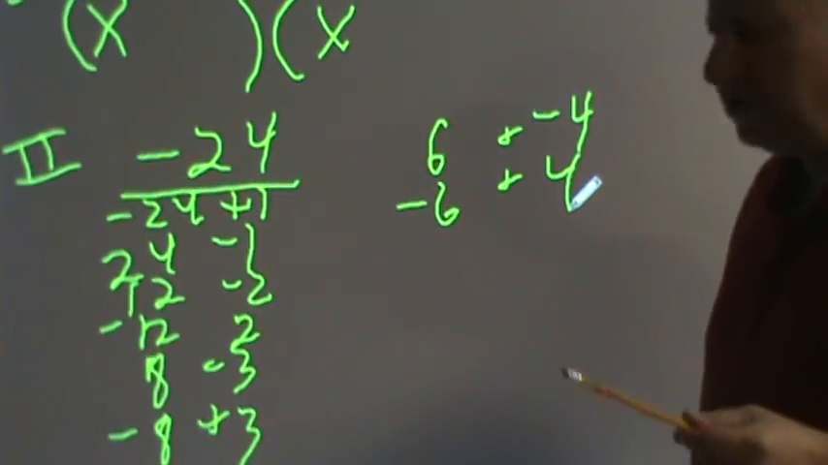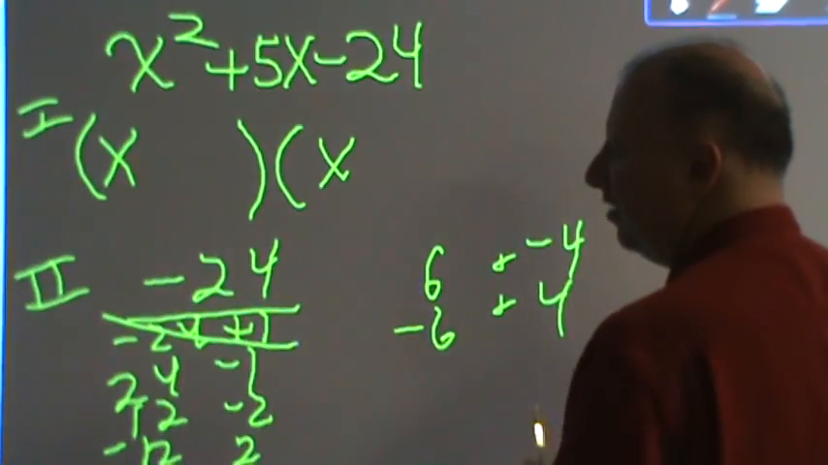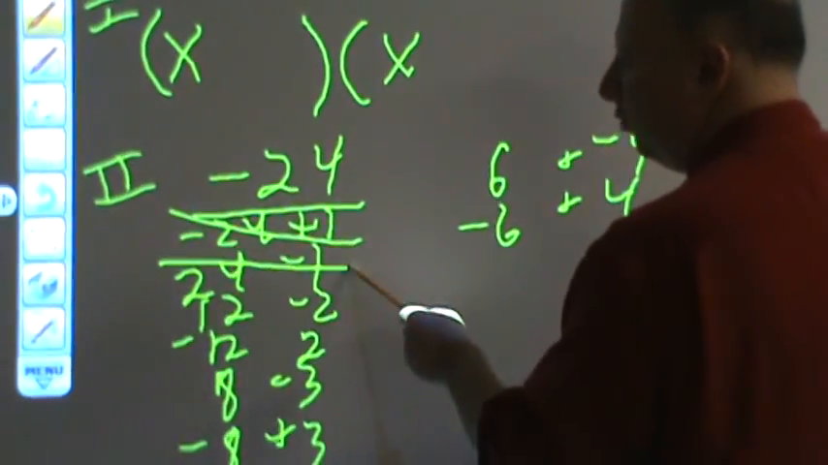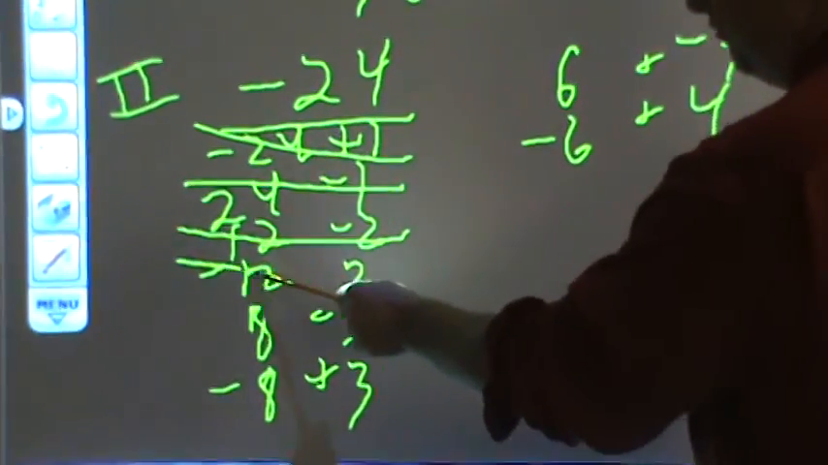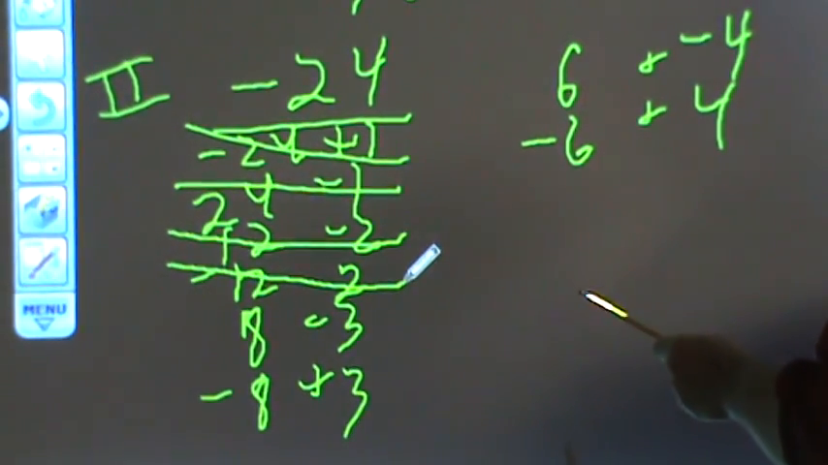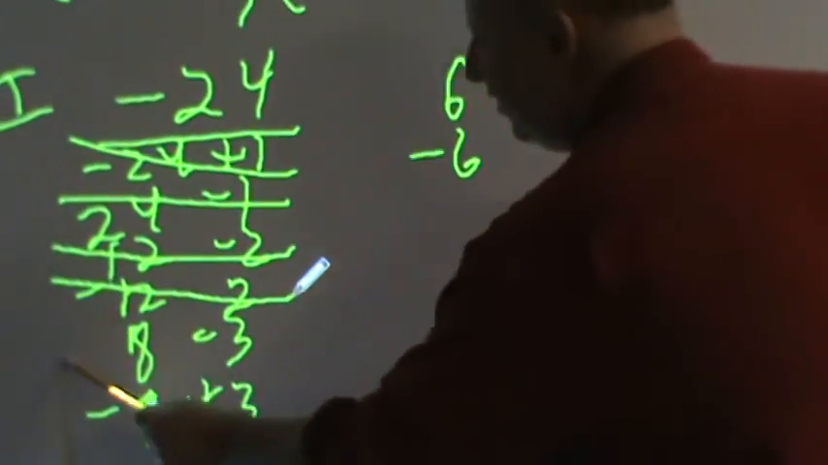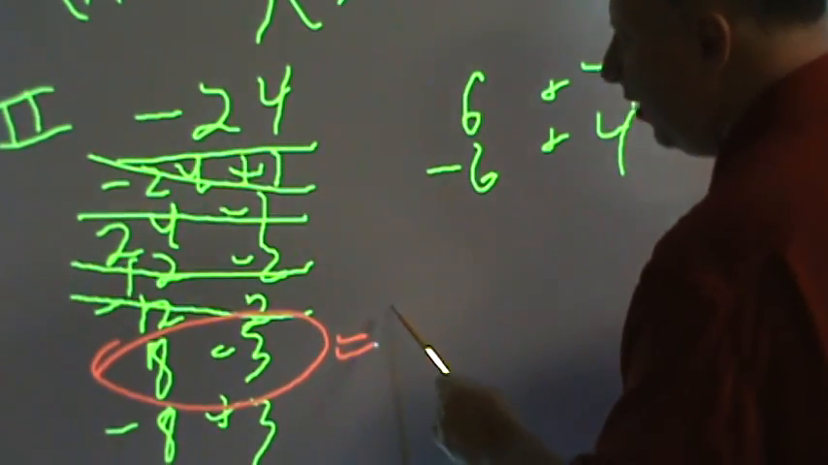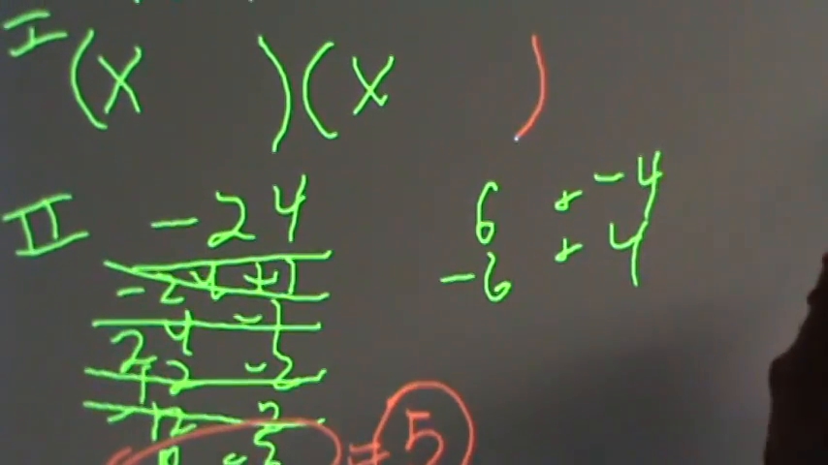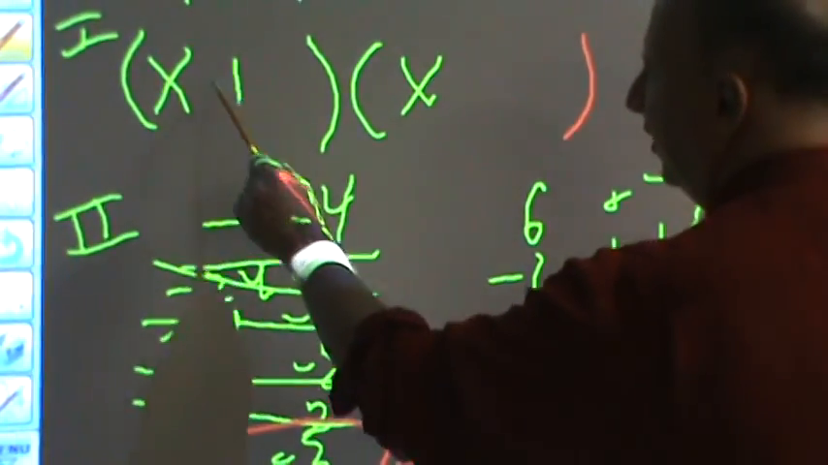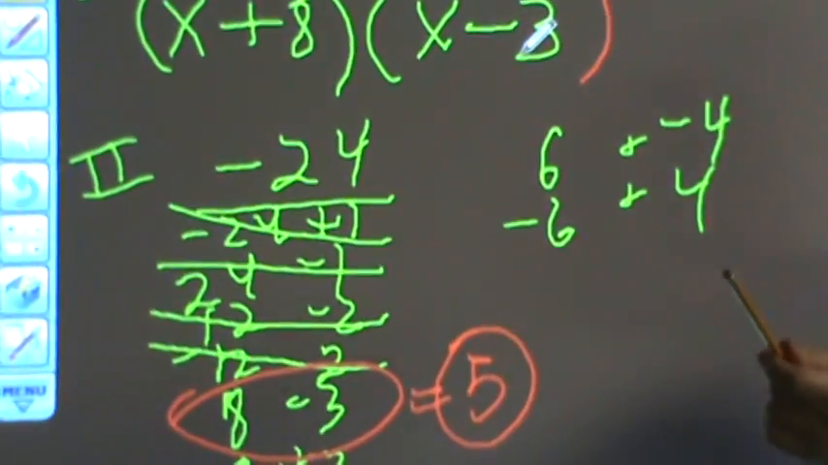Now, let's look closely. Which pair adds up to 5? Well, this one doesn't. That's negative 23. 23. 12 and negative 2 is 10. Negative 12 and 2 is negative 10. 8 and negative 3. Look at that. 8 and negative 3. That gives you 5. So what we're doing now is we're taking positive 8, negative 3, and voila, we are now finished.